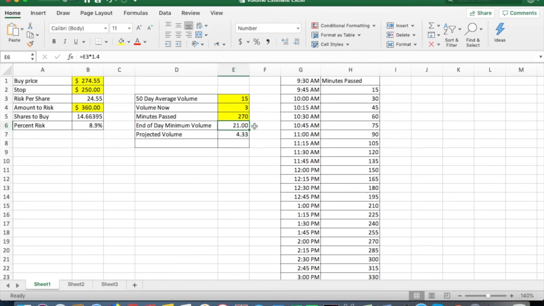Once again, to clarify once more, for me personally, I want the volume to be above the 50-day average volume. If you want even more conviction, if you want to be very conservative, then you're going to want this projected number here to be above this number here, the end of the day minimum. So it's a matter of personal preference for you, what you would like to do.